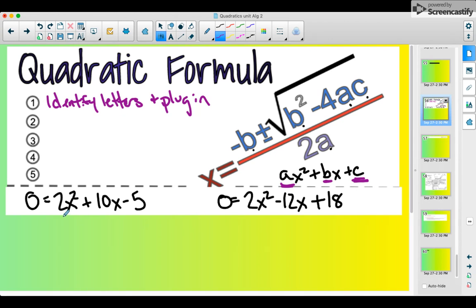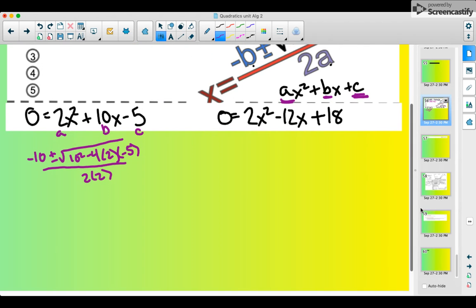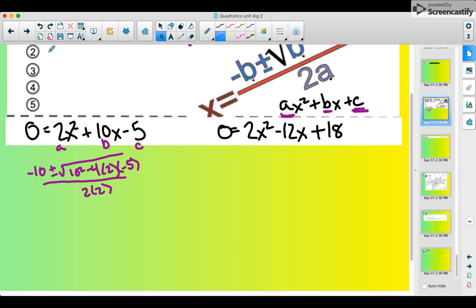So for example, this equation, 2 would be A, 10 would be B, and -5 would be C. So when I plug those into the equation, I would have -10 plus or minus the square root of 10 squared minus 4 times 2 times -5 over 2 times 2. Once I've plugged everything in, we said step 2 was to simplify the discriminant.